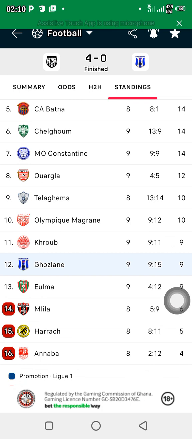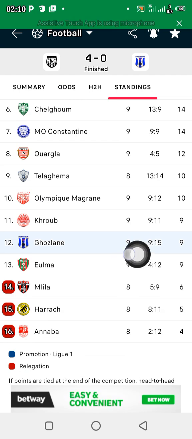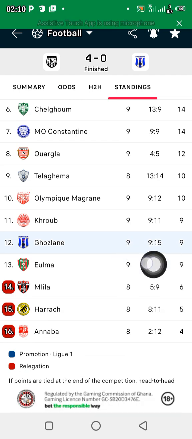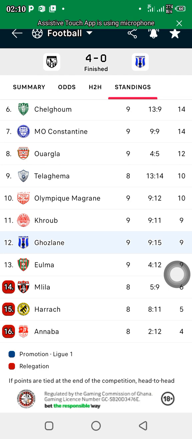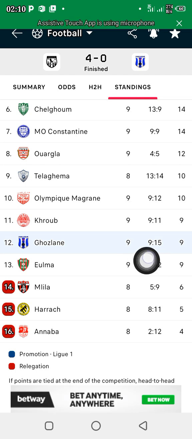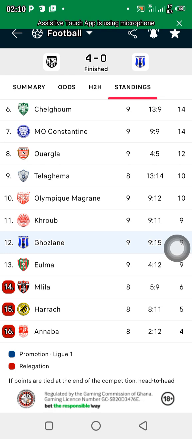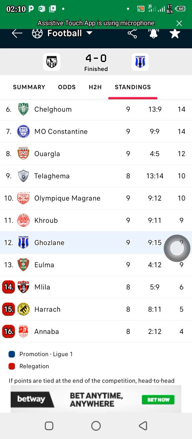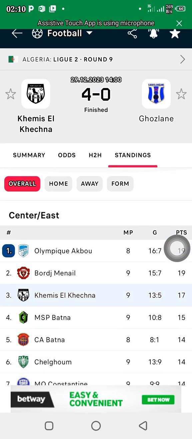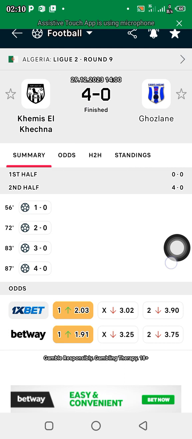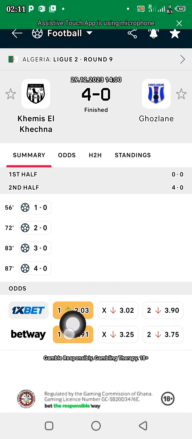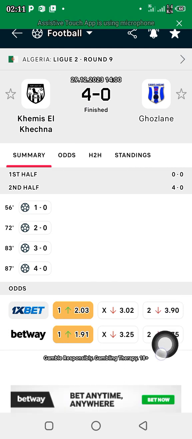And when you move down further to check the away team, you can see that almost every game they always concede about 3 goals. You can also see they have scored 9 goals and conceded about 15. That means every game they always concede about 3 goals before they get a goal. And when you go back, look at the odds that they give the home team and the odds that they give the away team.